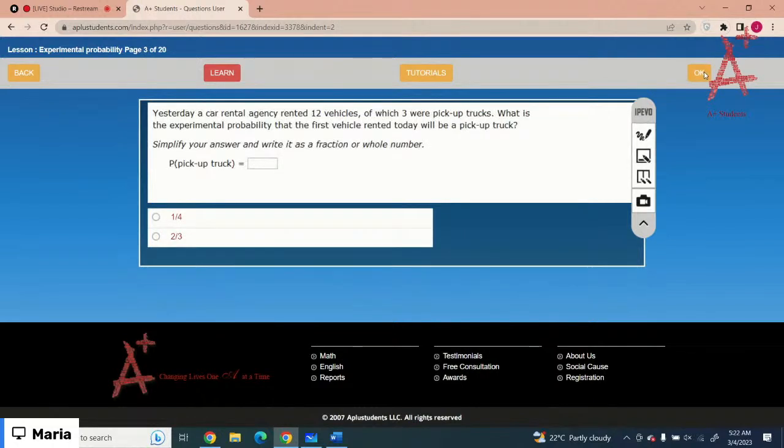Okay, the next one is: yesterday a car rental agency rented 12 vehicles, of which 3 were pickup trucks. What is the experimental probability that the first vehicle rented today will be a pickup truck? So the total vehicles are 12, and the ones that were pickup are 3. So it would be 3 over 12. When we simplify the answer, it would be 1 over 4. So the correct option is 1 over 4.